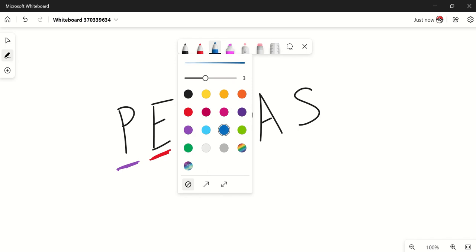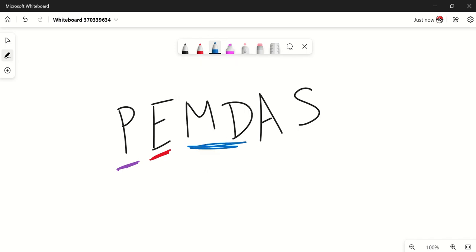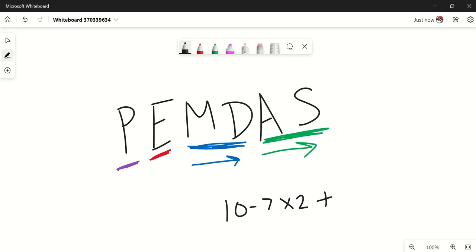Now I'm going to underline both of these together because remember, from left to right, we are going to multiply and divide. So if there's any multiplication or division happening when we read our problem from left to right, we need to do that. It doesn't matter if division's first or multiplication's first. We're just going to go from left to right and do all multiplication and division first. And last but not least, we're going to do adding and subtracting last from left to right. So for example, if I were to say 10 minus 7 times 2 plus 3.